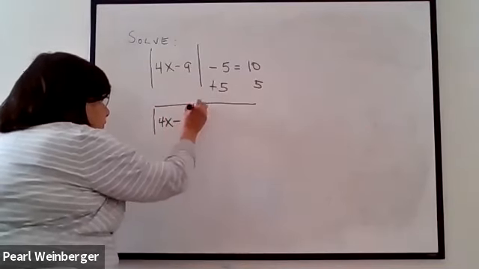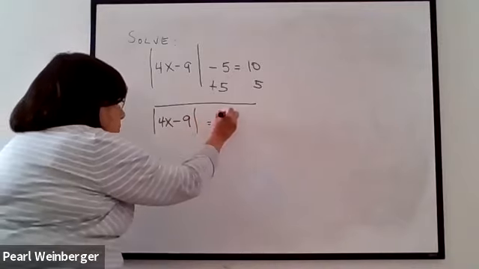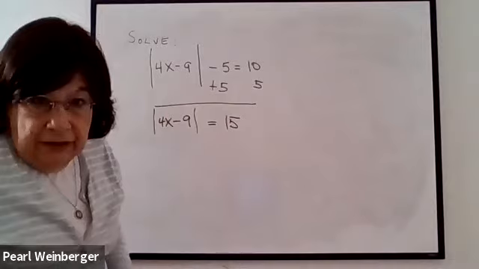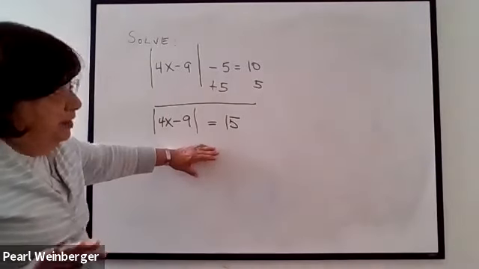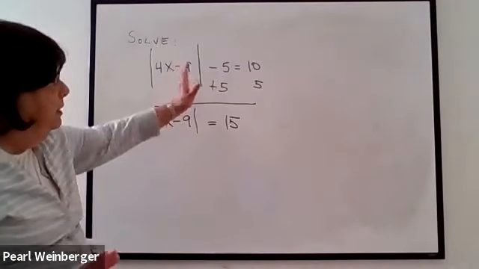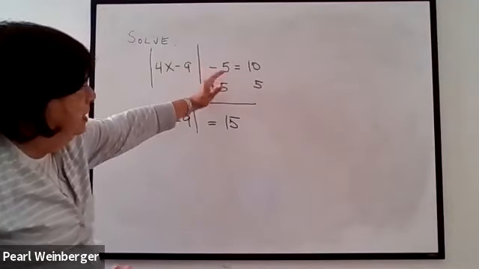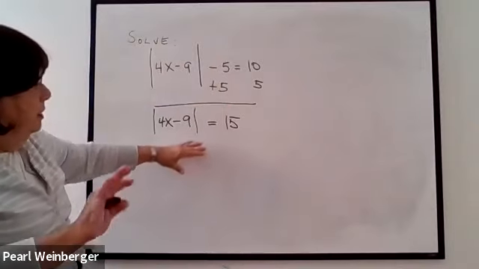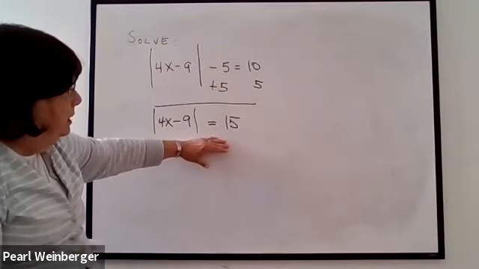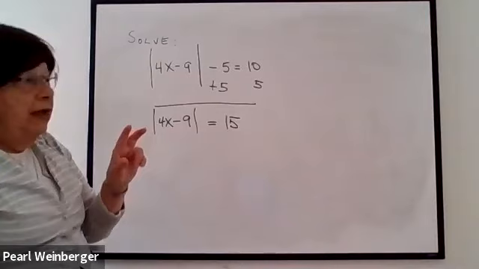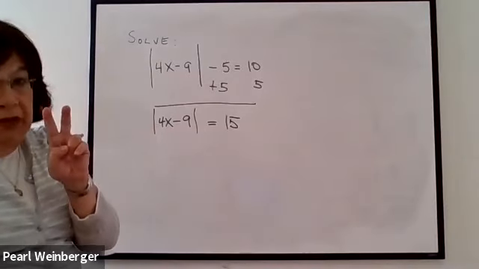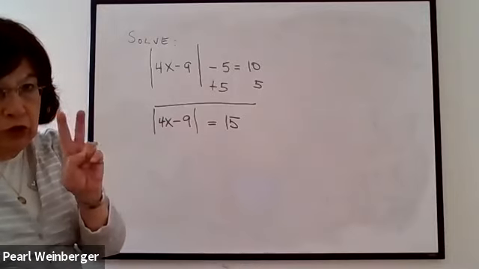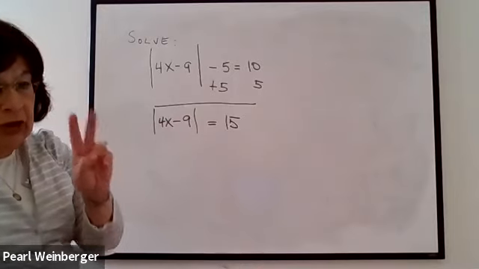So that's step number 1. Make sure you've isolated your absolute value. That's always your first step. If it isn't isolated, get it isolated. Get anything that's on the other side, on the side where the absolute value has to be, on the other side. Well, now we've done that. We've isolated the absolute value. And here's what we have to remember.